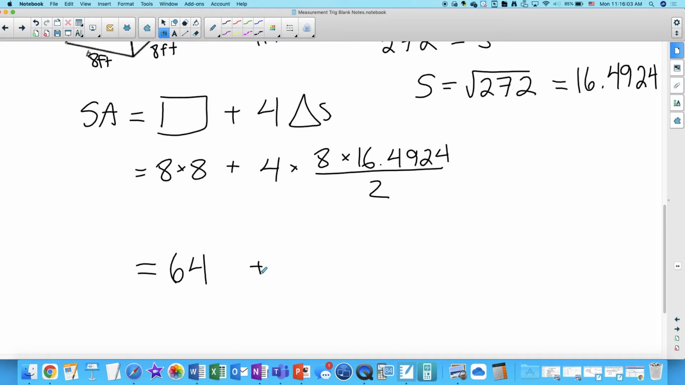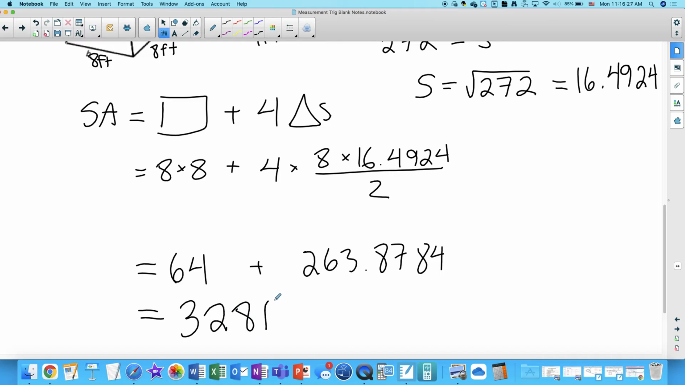This is 263.8784. So all together, if I add 64 to that, now this is my last step, so here I can round to the nearest square foot. Okay, so it's 327.8784, but I'm just going to write 328 square feet.